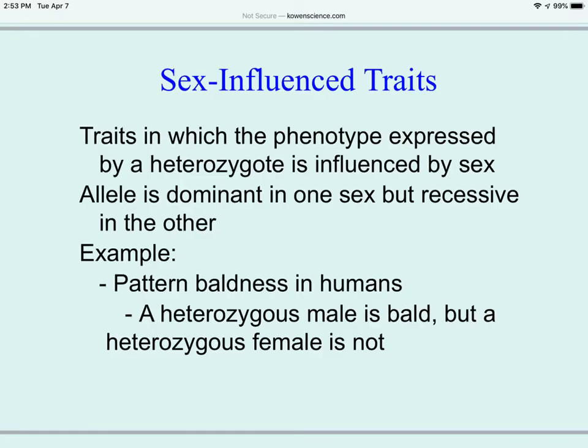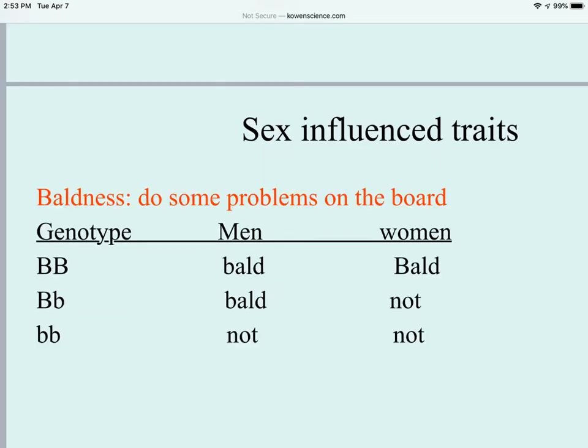A sex-influenced trait is a trait in which the phenotypic expression varies in the heterozygote. In other words, male pattern baldness is an example. So if we look at male pattern baldness, here we have the key for it. Big B would be bald in both men and women. Little b, both men and women would not be bald.